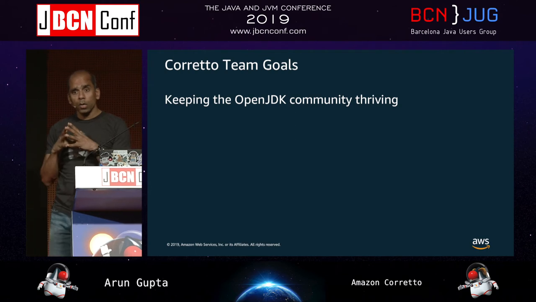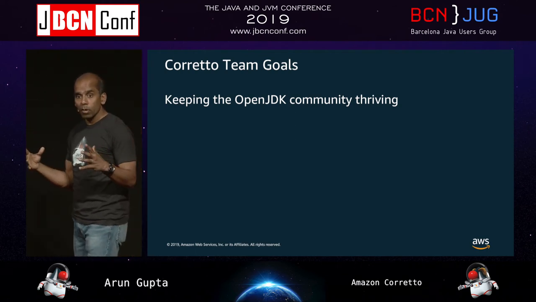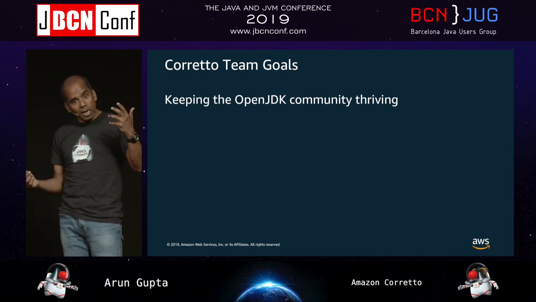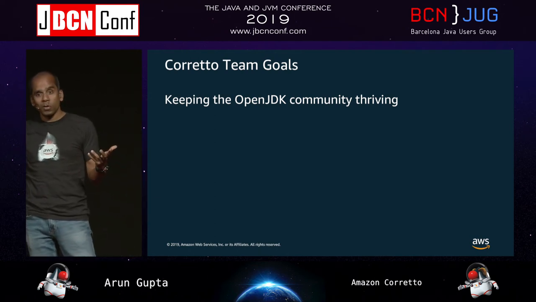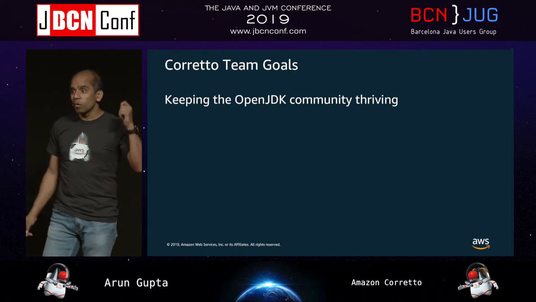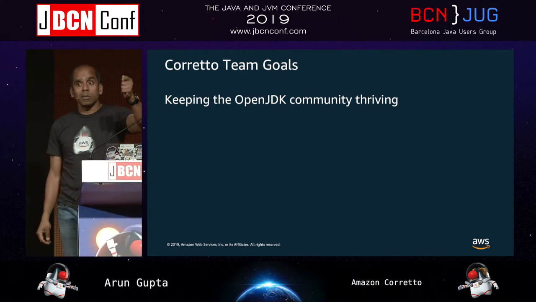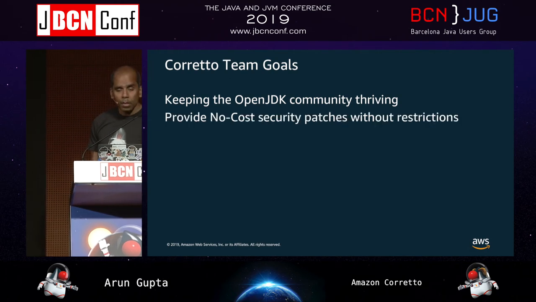We want to make sure that the OpenJDK community keeps thriving. That is the basic fundamental goal. Because a lot of our services, every time you hit a major AWS service, you're hitting an Amazon Corretto backend somewhere. So a lot of the AWS services rely upon Corretto, and that is a downstream distribution of OpenJDK. So we want to make sure OpenJDK keeps thriving.